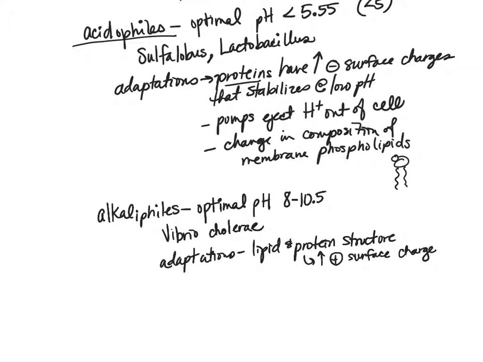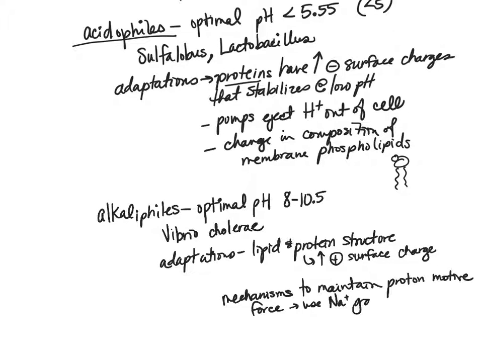And so some of them, for example, use sodium ion gradients instead of hydrogen ion gradients because sodium ions are more available than hydrogen ions. So they've adjusted their mechanisms to maintain proton motive force. So, for example, they'll use a sodium ion gradient instead.